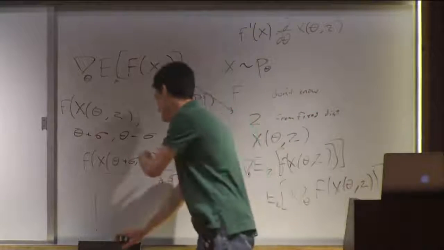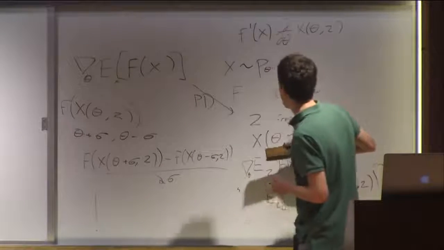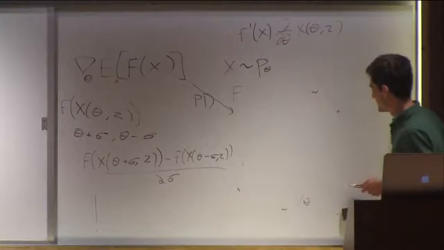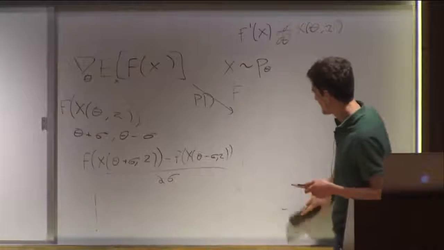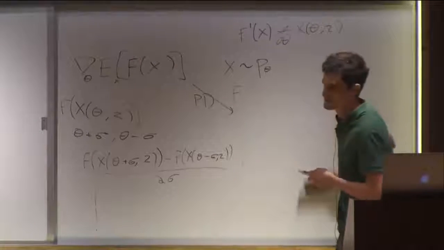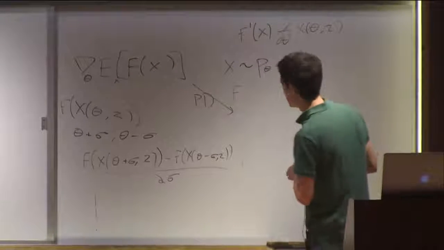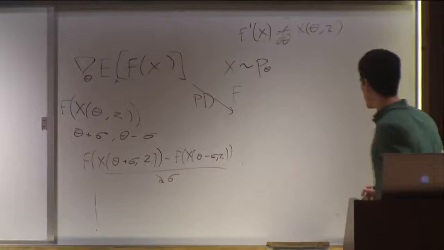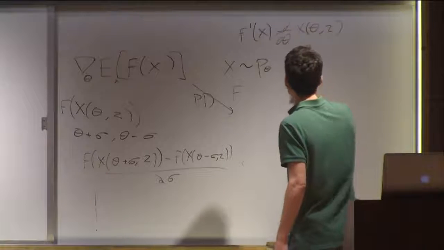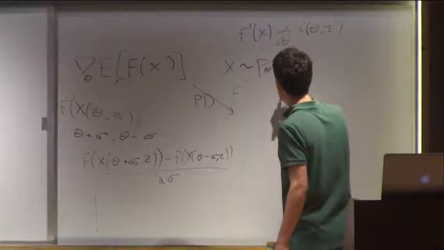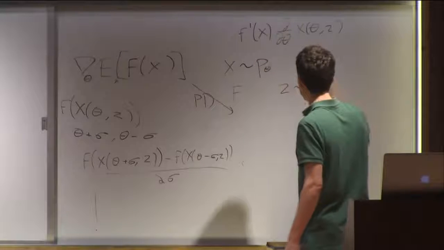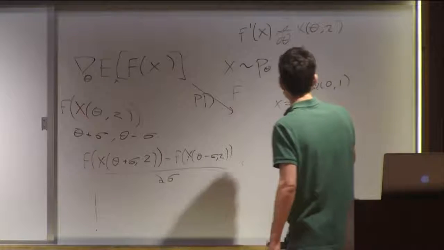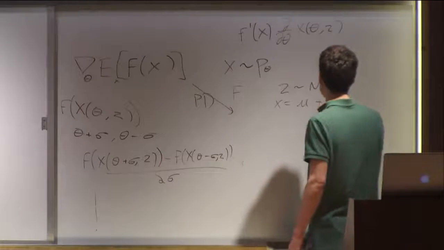OK, so here's our finite difference estimator. So now I'll show that this is actually kind of similar to the score function estimator in the case that we're using a Gaussian distribution. So in the case of a Gaussian distribution, we're going to first sample from a normal distribution. So let's say z is our normal random variable. And then we're going to just define x equals some mean mu plus sigma times z.